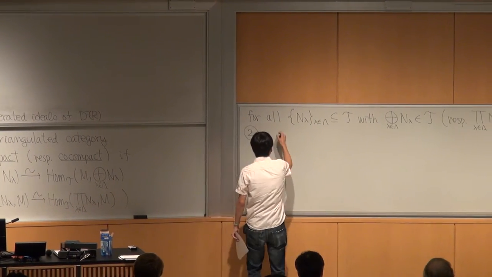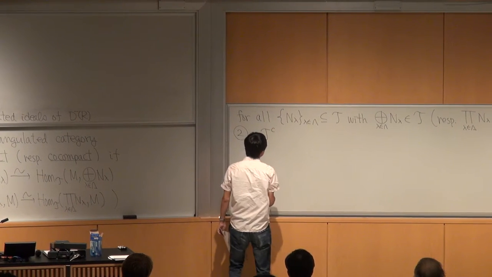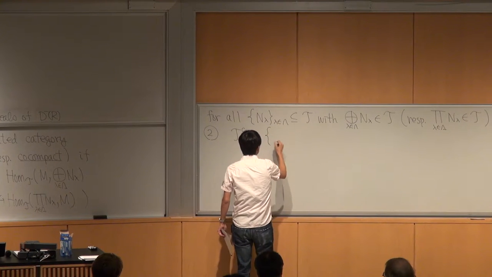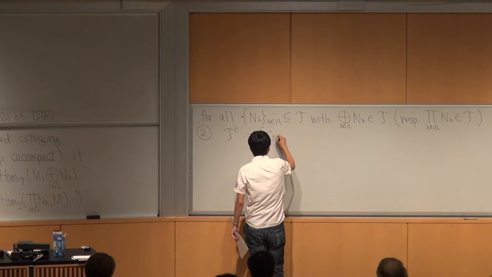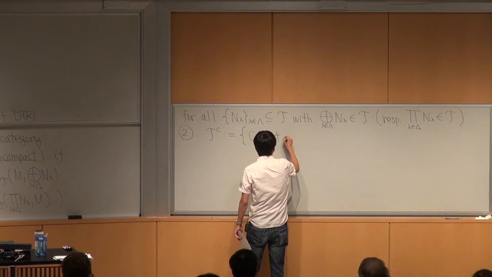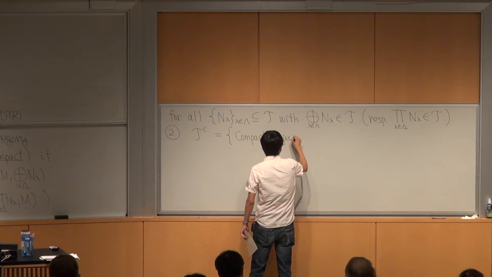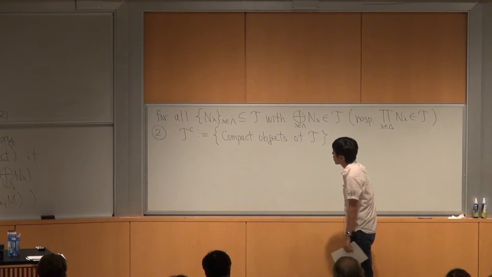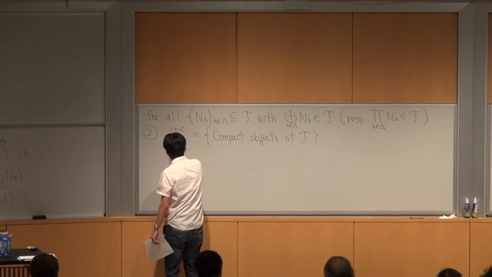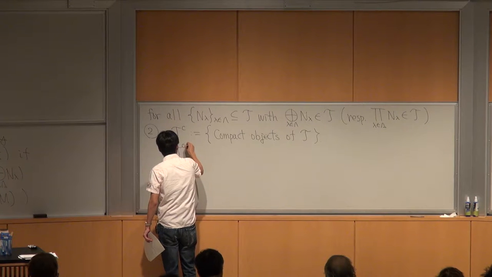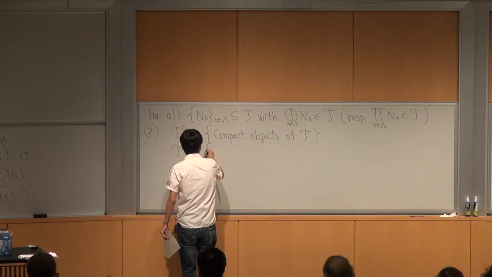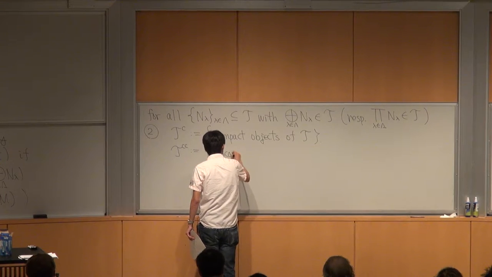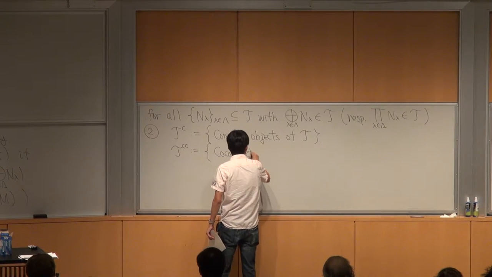And we set T^c, T to the c, the collection of compact objects of T. And also we denote by T^cc the collection of co-compact objects.